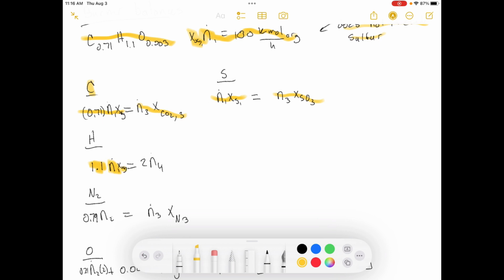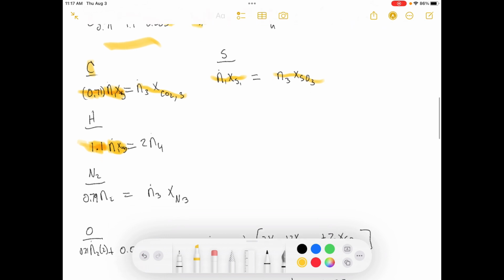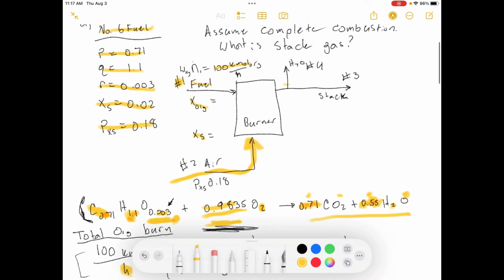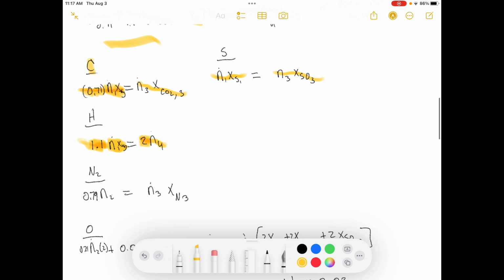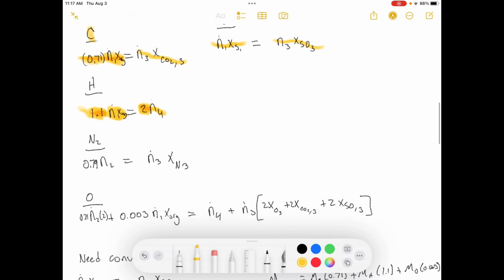So for every 1 mole of the organic, we have 1.1 moles of hydrogen. For every 1 mole of organic, we have 0.71 moles of carbon, that's where those numbers come from. And then for every mole of water, stream 4 is the water that comes off, right? We have 2 moles of hydrogen coming off.